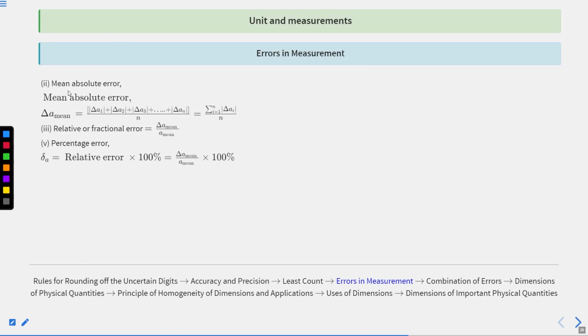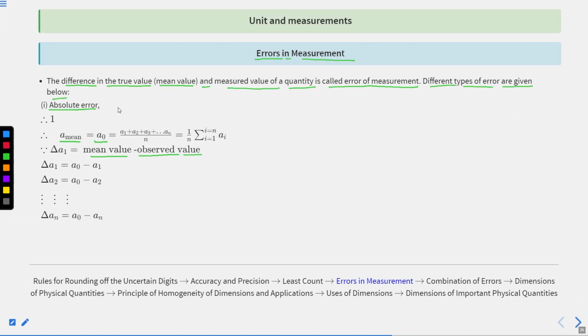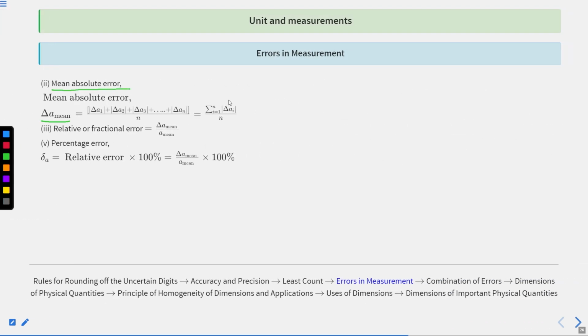Mean absolute error. This is the formula to calculate the mean absolute error. Adding all absolute errors and dividing by the total number of terms.